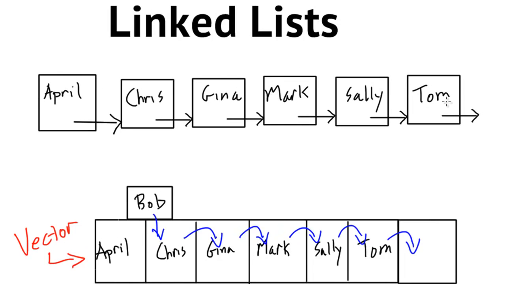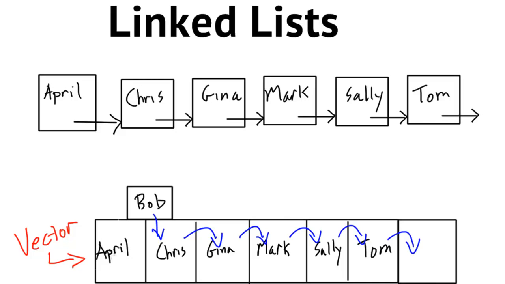So now we have our linked list structure constructed, or at least a logical representation of it, and you can see that each one of our nodes is linked to the node following it. So we have April linked to Chris, Chris linked to Gina, Gina linked to Mark, Mark linked to Sally, and Sally linked to Tom. With this linked list structure, the way we get from one node to another is via these links here.